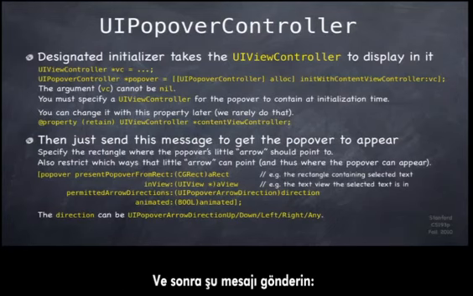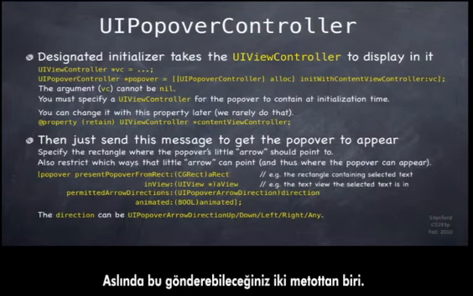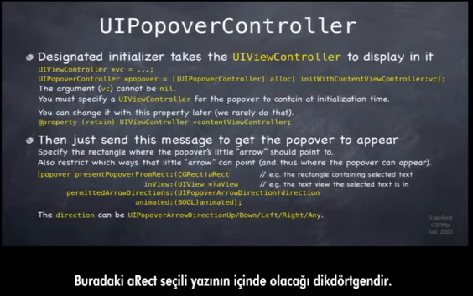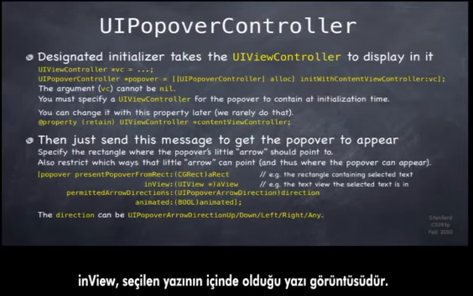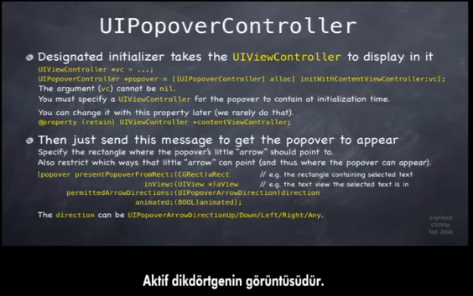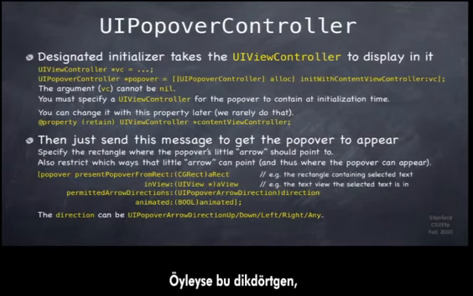And then you send this message, presentPopoverFromRect:inView:permittedArrowDirections:animated. Okay, this is one of the two methods you can send, actually. So the rect there is like the rectangle that the selected text is in. That would be the rect that it's appearing from. The inView would be like the text view that the selected text is in. It's the view that has the active rectangle. So that rect is going to be in that view's coordinate system.